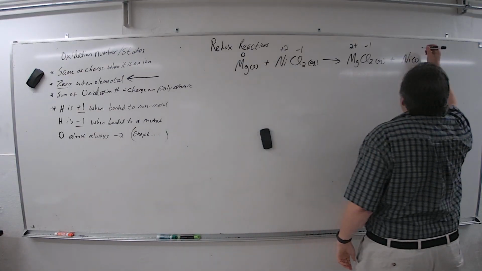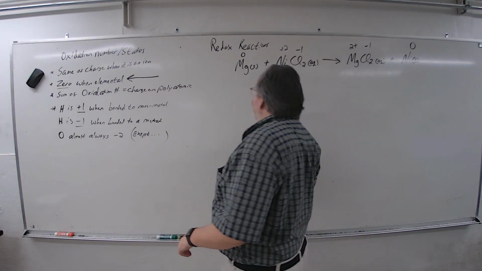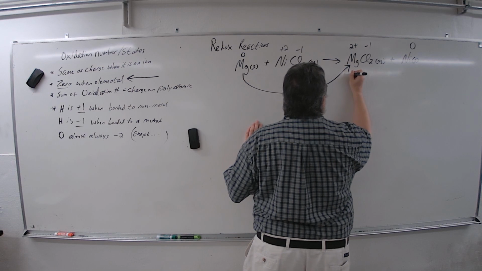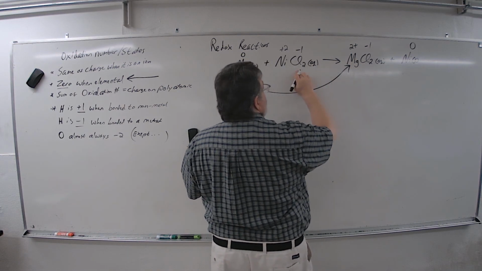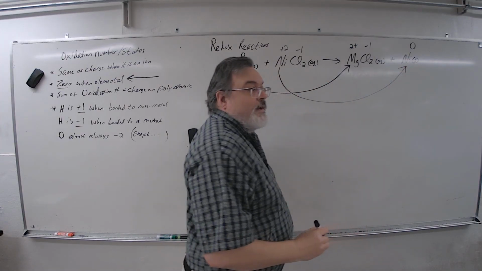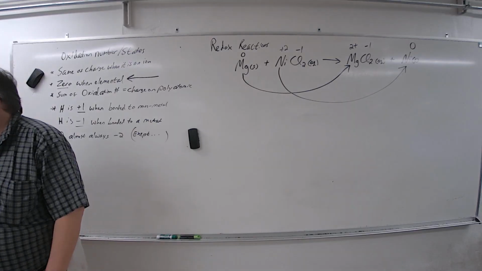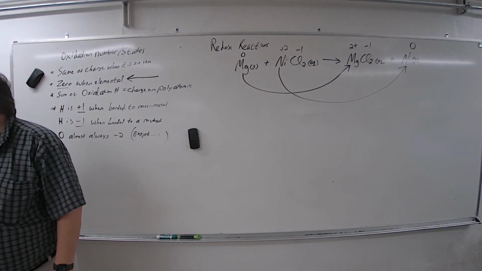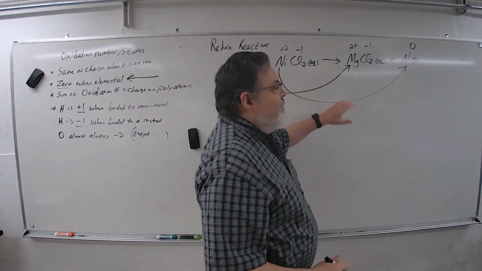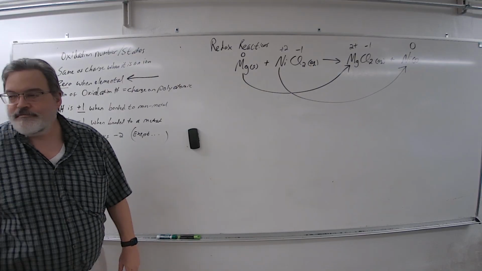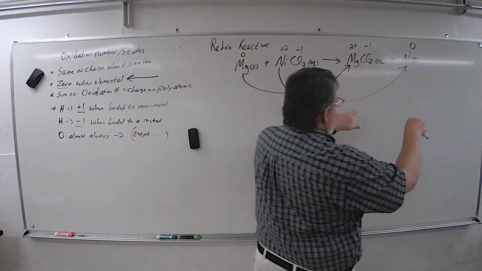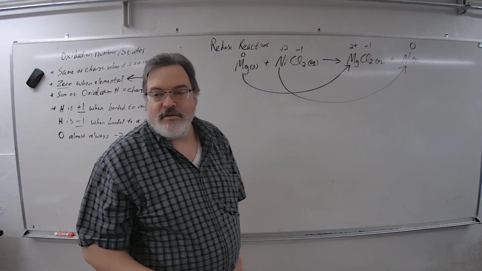0. Because it's elemental. All right, now watch this. Magnesium goes from 0 to +2. Chlorine stays the same, so I'm not going to mess with that one. Nickel goes from +2 to 0. And the only way that can happen is some electrons moved around. If magnesium went from 0 to +2, what happened to the electrons for magnesium? They left. And nickel went from +2 charge down to 0. That means it gained some electrons.